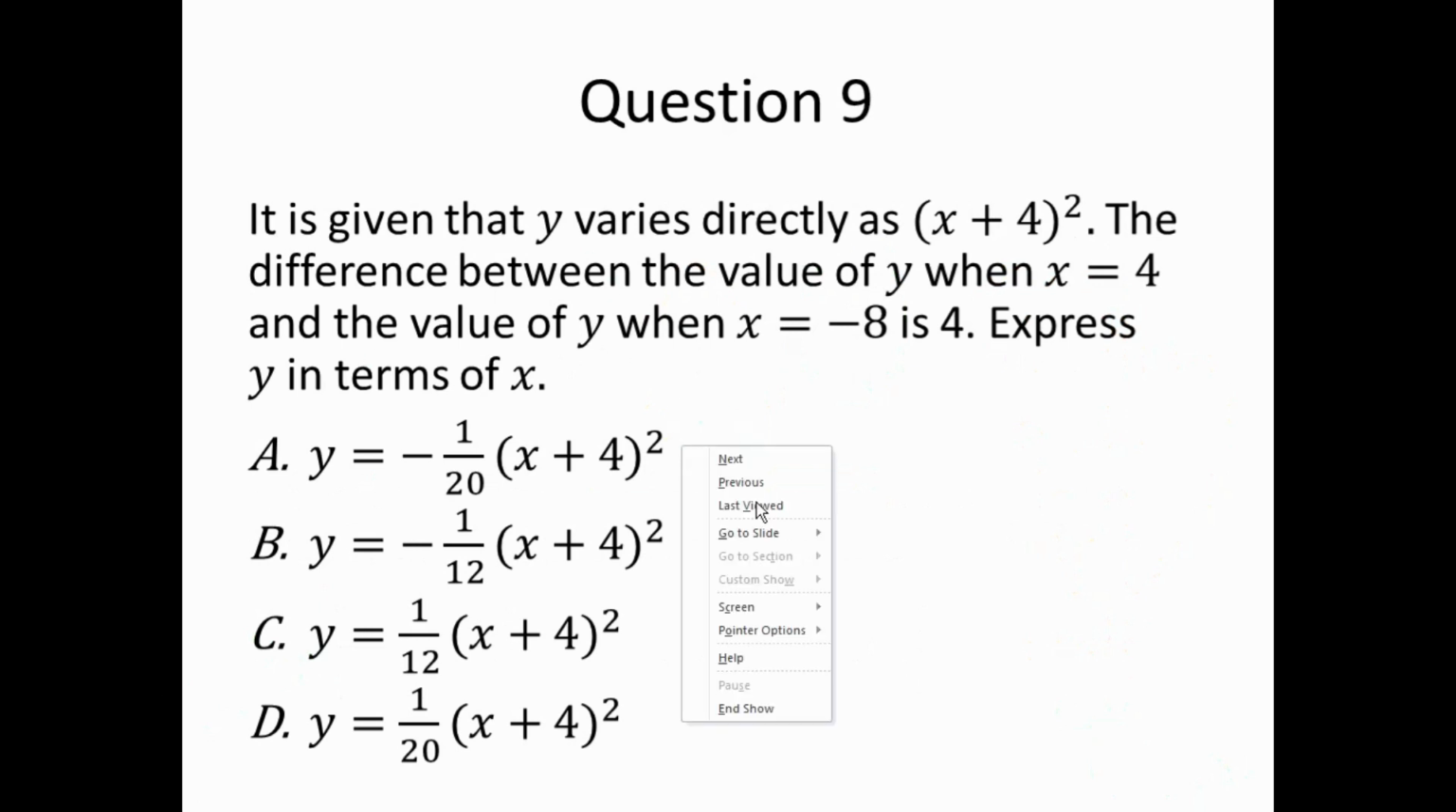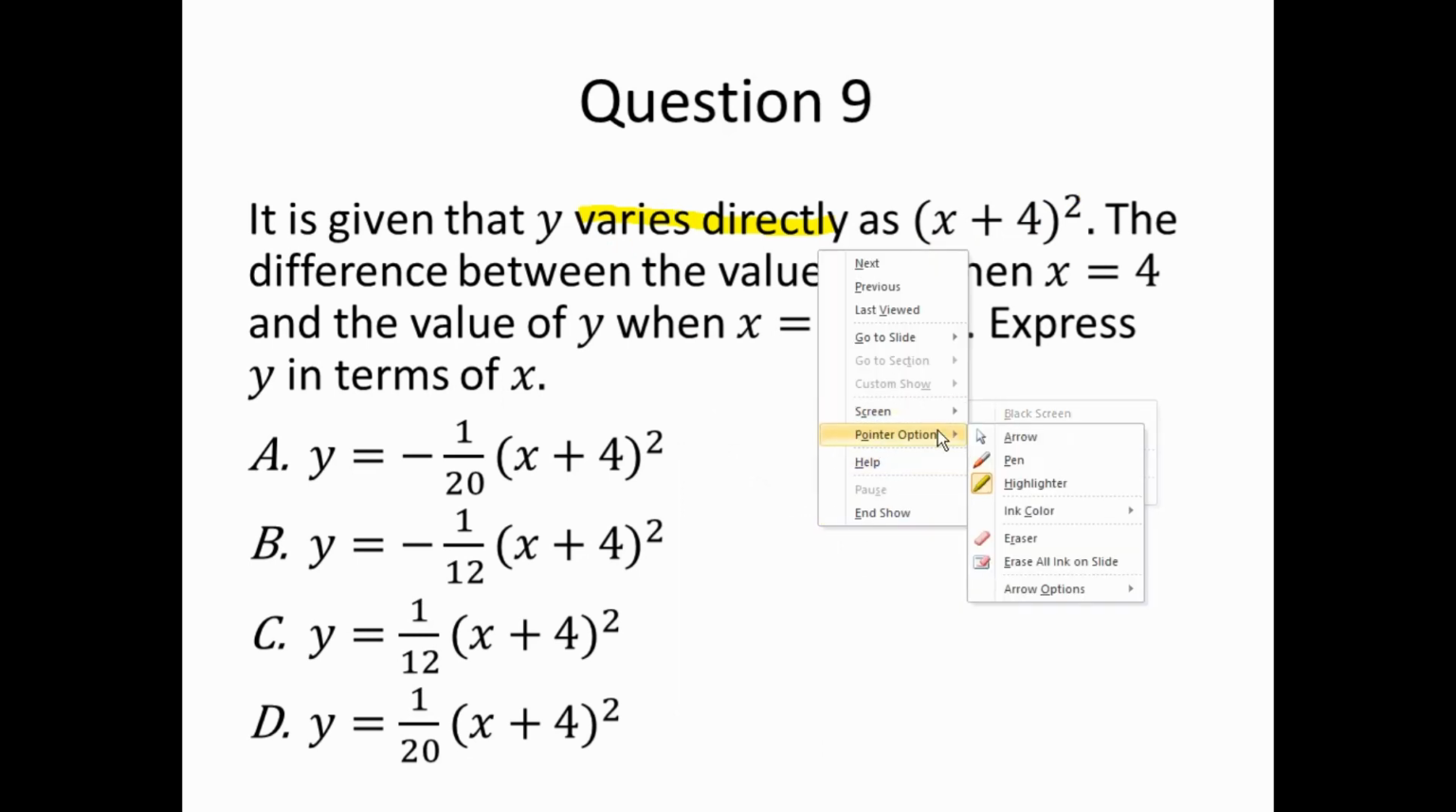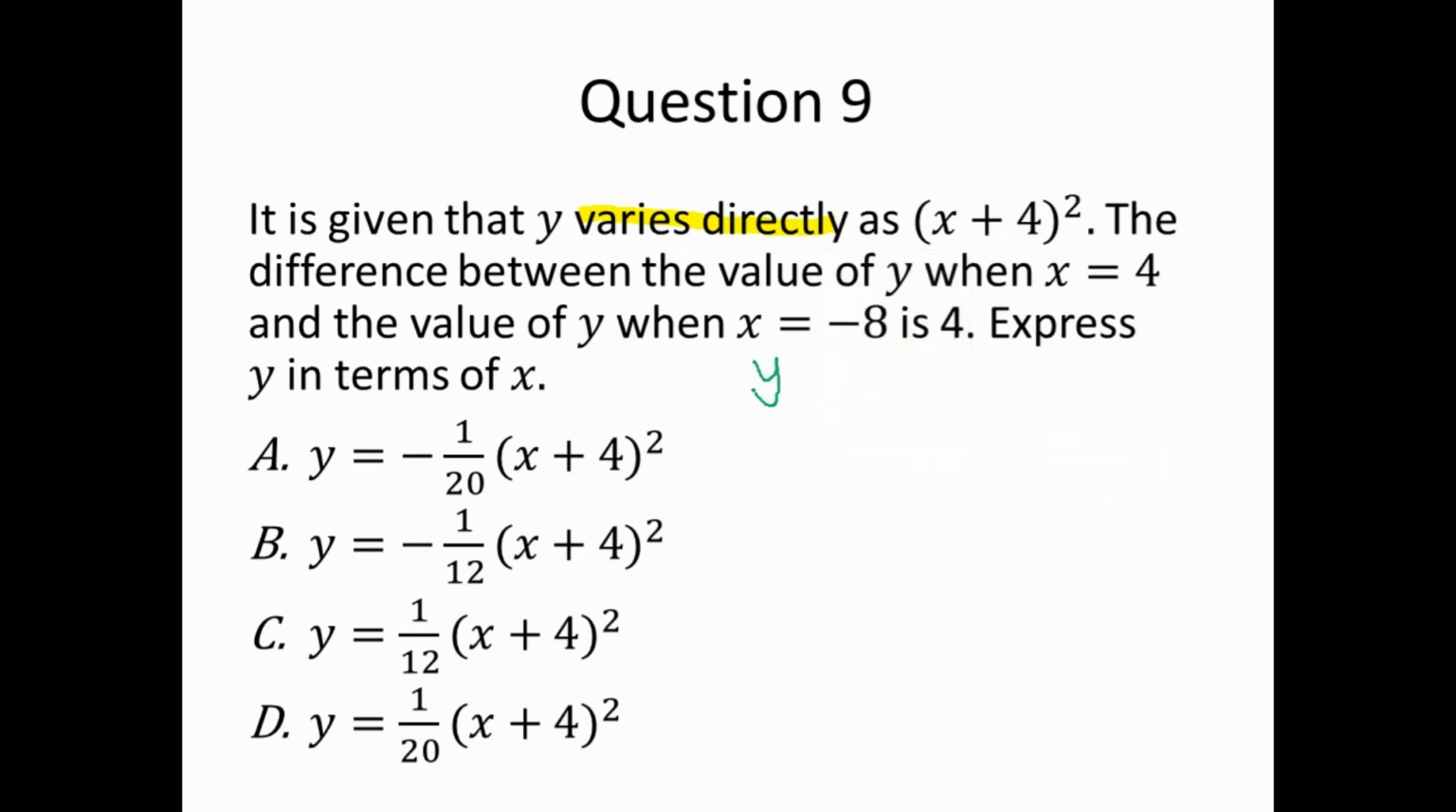Number 9. It is given that, we highlight the keyword, y varies directly as (x plus 4) squared. So we write down the relation: y varies directly as (x plus 4) squared. So y equals k times (x plus 4) squared.